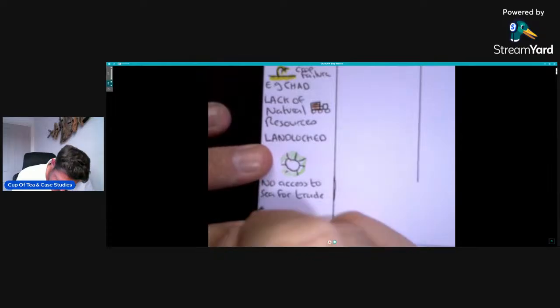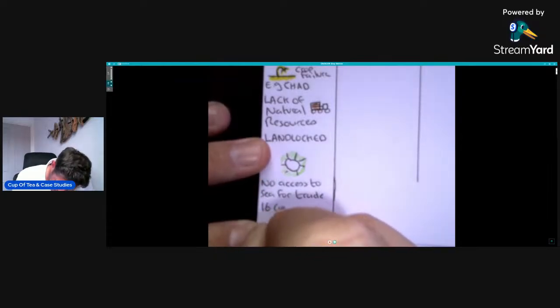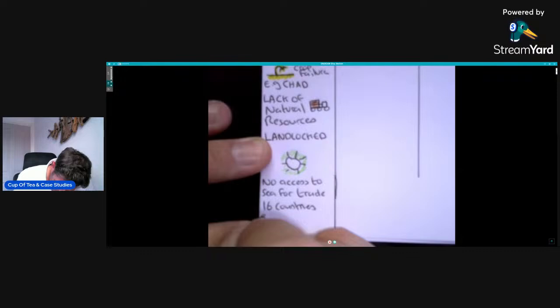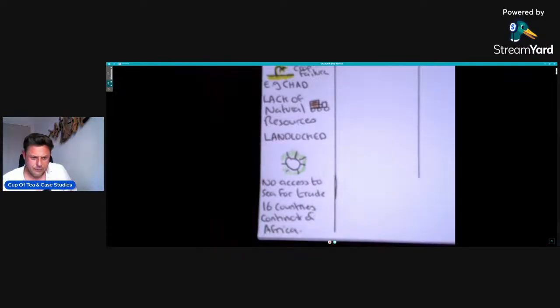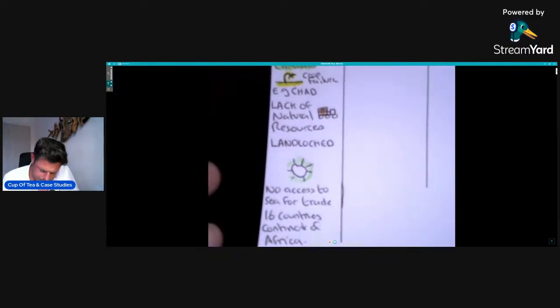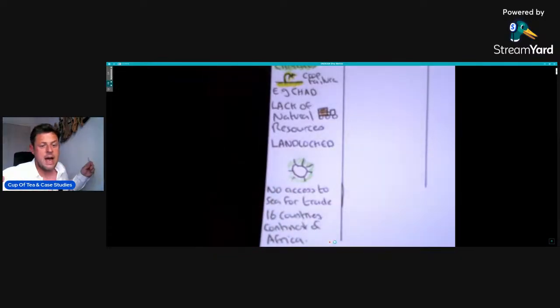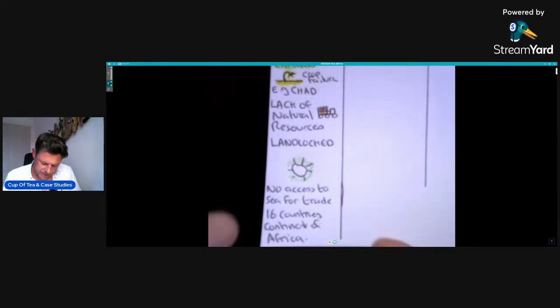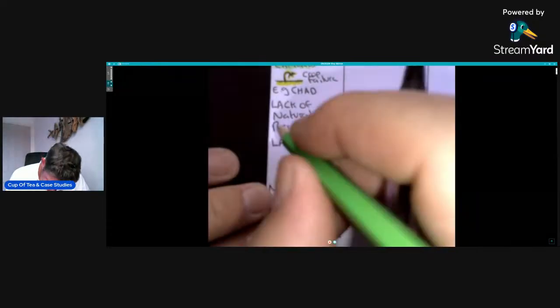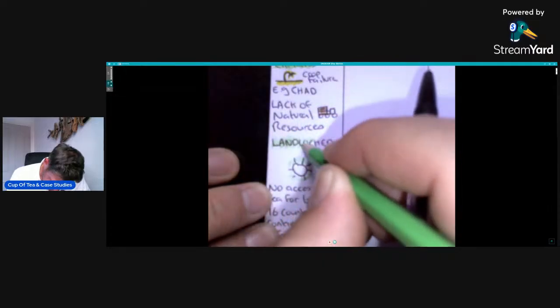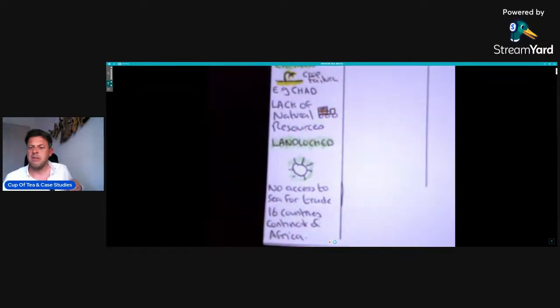This limits trade, and there are 16 countries in the continent of Africa that are landlocked. So if you ever wondered why Africa as a continent is poor, the main reason is it's got 16 countries without access to seas and ports for trade, import and export. It's a big part of any country's economy, and landlocked is a major disadvantage. That's why the UK again does pretty well, because we're an island nation. We've got access to ports.